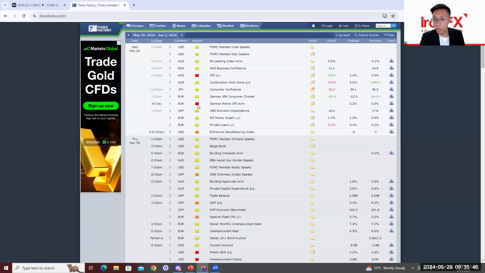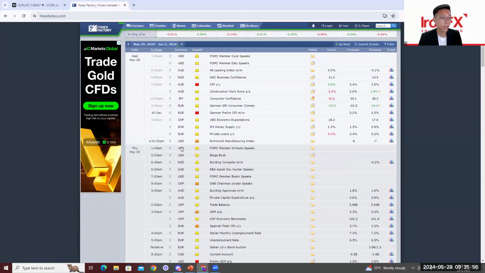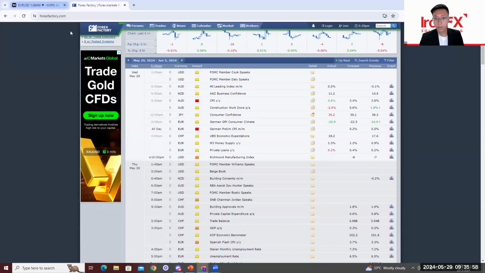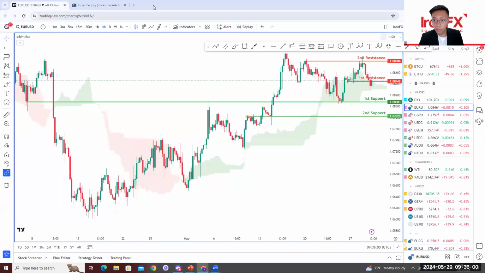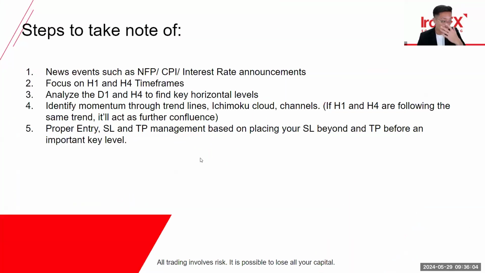But if it were to have red folder news, then I would have to be more careful during that period of time. So always be more careful when it is red folder news. The first most important thing is to always see if on the day you're intending to trade, there is news, and whether there is red folder news. If there is, you need to be careful during that time frame.